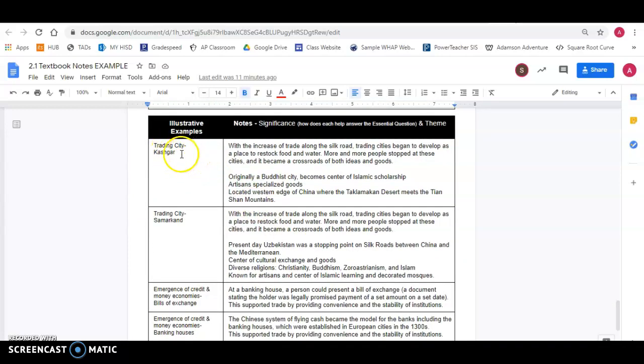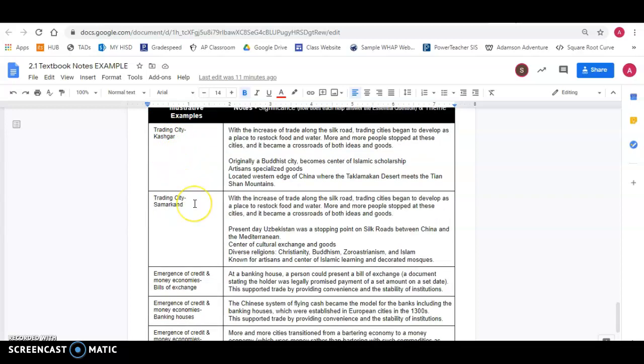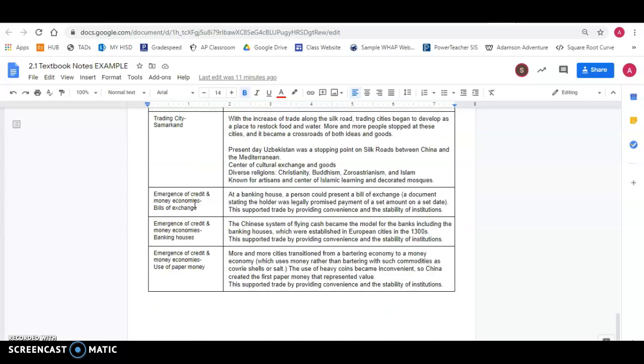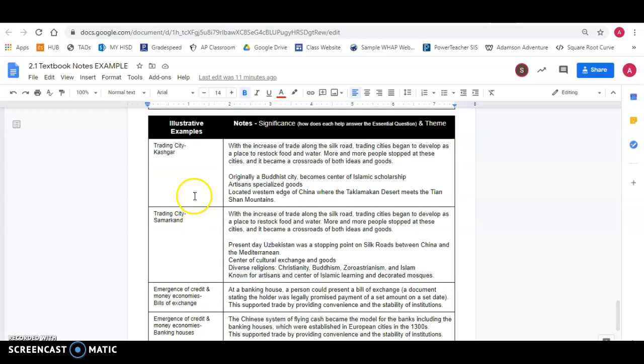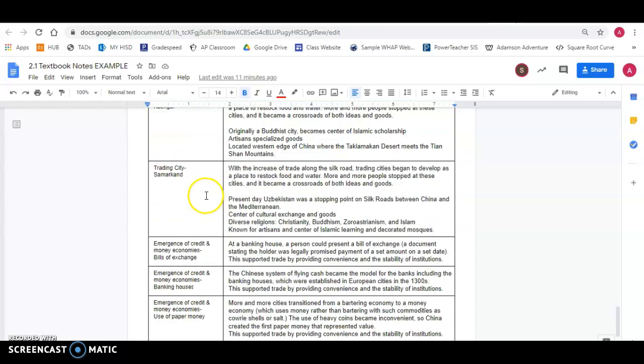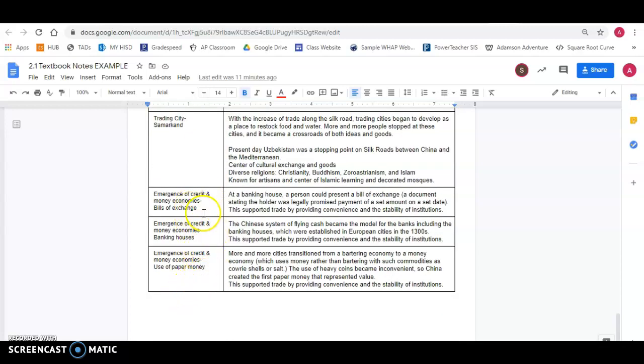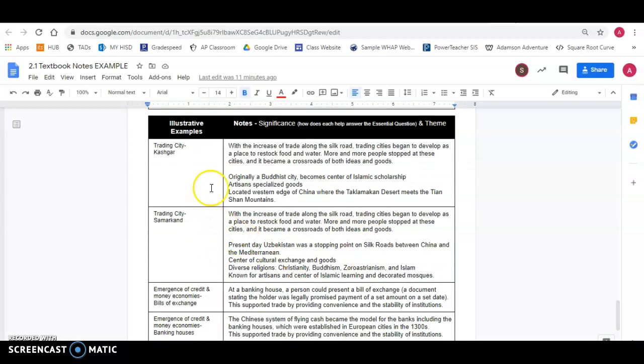Okay, for illustrative examples. Illustrative examples are things that you would be able to use in any of your essays. Specific examples they would be looking for. So for each of these, I kind of just wrote down how it answers the essential question. And I didn't mention the theme, but the last thing you would do is just kind of write down what theme is that connected to. Obviously, all 3 of these is economic. Well, these 2 trading cities, I would probably more focus on the culture aspect of it, so I would say it would be cultural, but that's pretty much it.